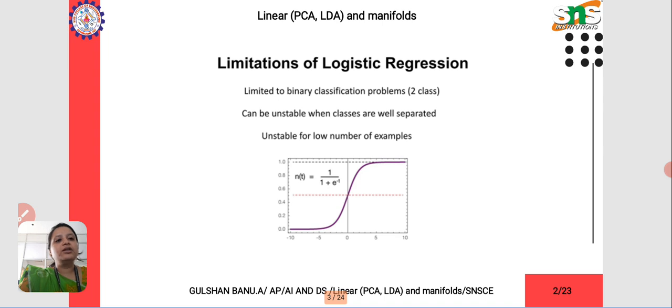Okay. So now before getting into what is PCA and LDA and manifolds process, we will look upon certain limitations of logistic regression. We have certain limitations: it is limited only to binary classification problems, that is, when you have two classes it will be accessible. Now it can be unstable when classes are well separated, and it is unstable for a low number of examples.